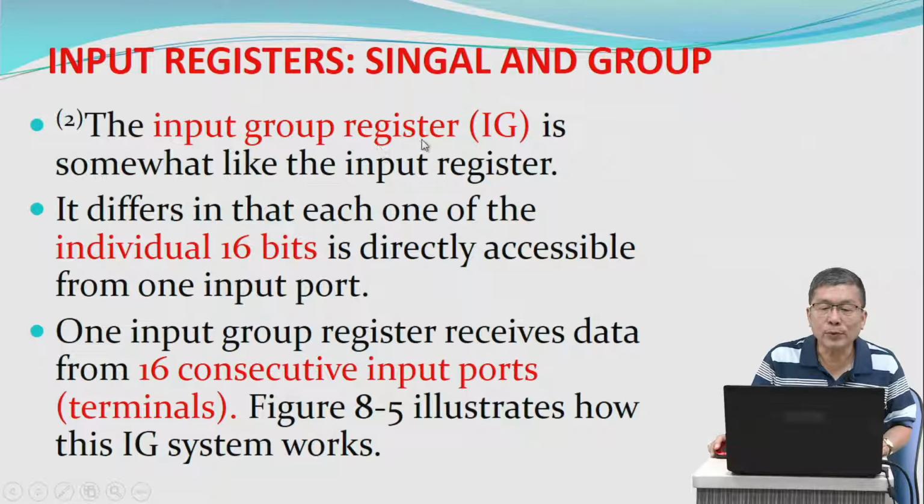The input group register, IG, is somewhat like the input register. It differs in that each one of the individual 16 bits is directly accessible from one input port. One input group register receives data from 16 consecutive input ports, terminals. Figure 8.5 illustrates how this IG system works.